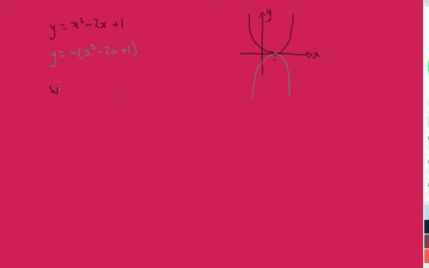So when the x coordinates are the same, so x is the same as x, the y coordinates are flipped, so y equals minus y. So you have that reflection in the x-axis.